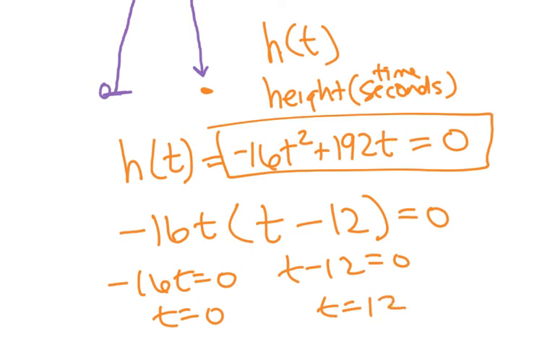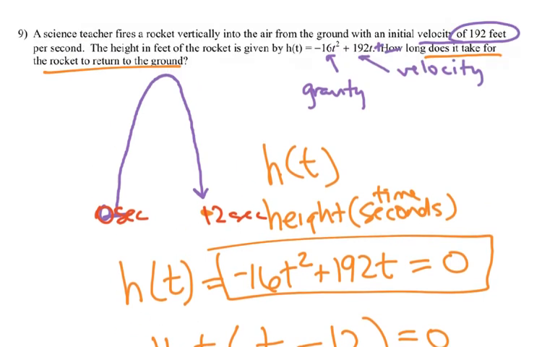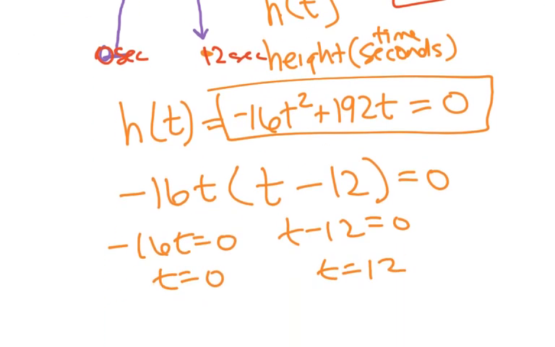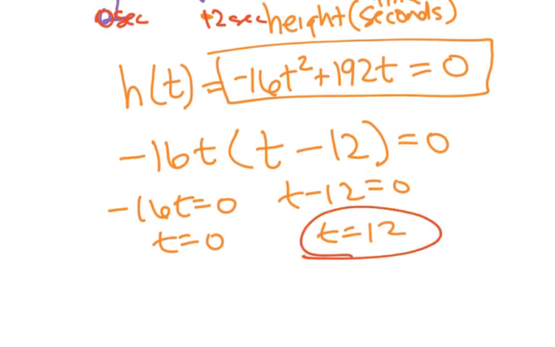Which makes sense because if you think about it, at 0 seconds it was on the ground, and it will take 12 seconds to return to the ground. So the question is, how long does it take for the rocket to return to the ground? The only answer that I'm going to give here is the 12 seconds because the 0 is not answering that question. 0 is a solution to the equation, but I'm asking a question about how long it takes. So it's going to be on the ground at 0 seconds or 12 seconds, but 12 seconds is when it returns to the ground.